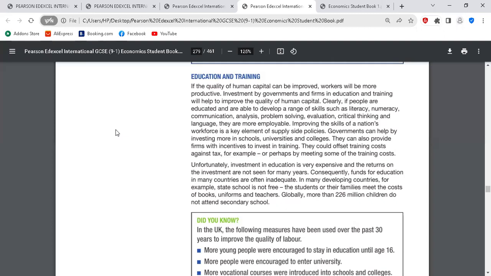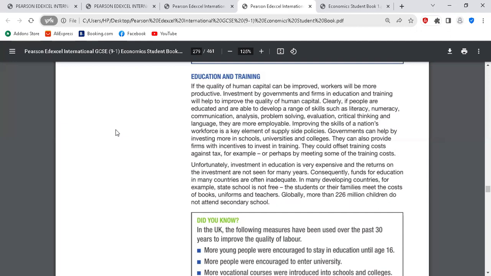Because firms will not employ people that are not going to add value. So to add value means you have improved your human capital. So for human capital to improve, government has to invest in the quality of education, in terms of literacy, numeracy, communication, language. All these things have to improve. And that means spending more on education and training.